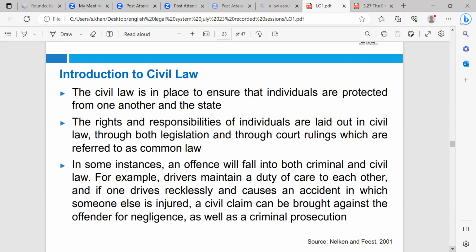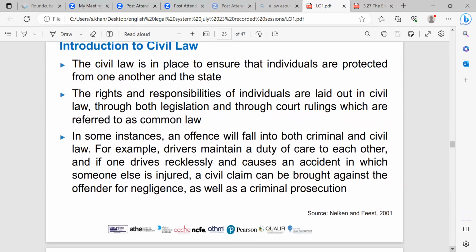In some instances, an offence will fall within both criminal and civil law. For example, drivers maintain a duty of care to each other, and if one drives recklessly and causes an accident in which someone else is injured, a civil claim can be brought against the offender for negligence, as well as a criminal prosecution.